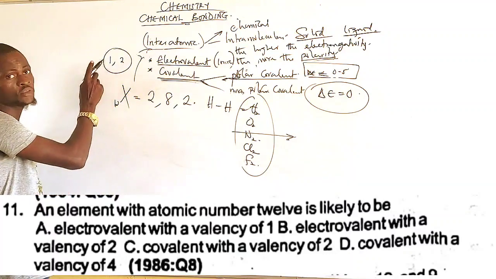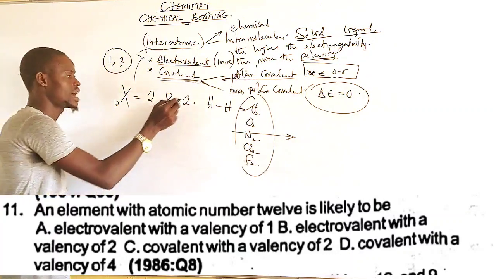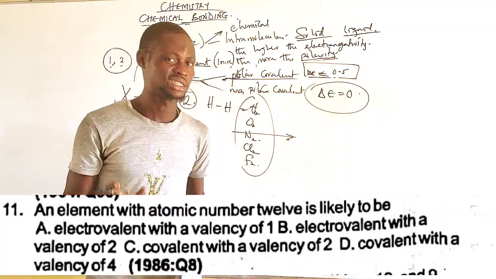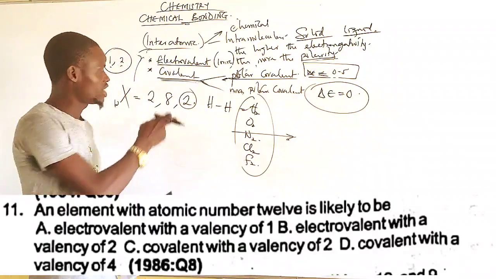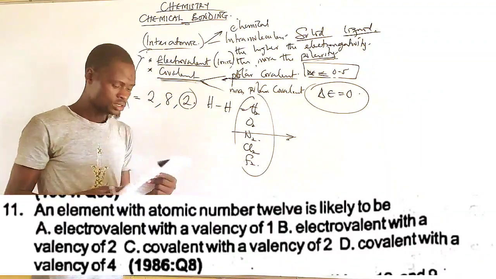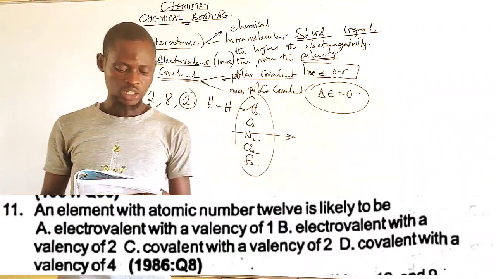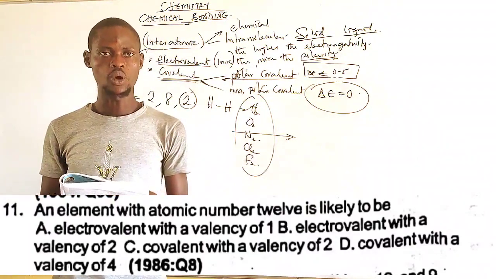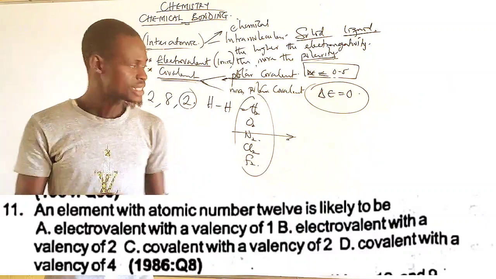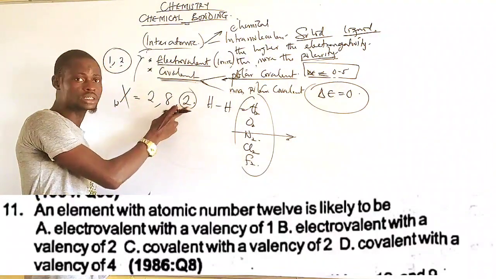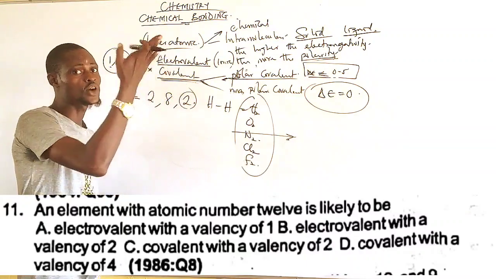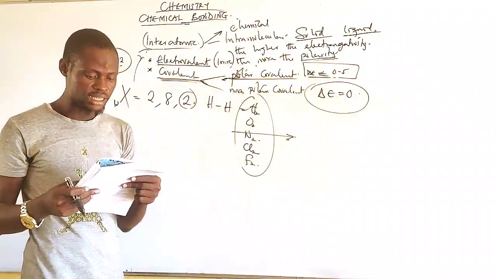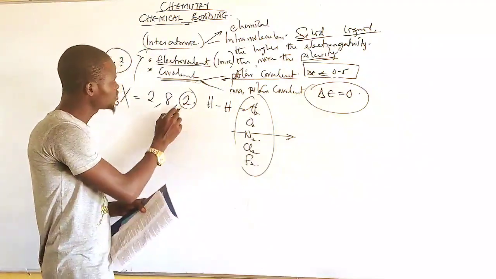Don't forget I said when the valence electron is 1 or 2, then that element will be undergoing electrovalent bonding. Now, this element has a valence electron of 2. So let's pick our option. An element with atomic number 12 is likely to be what? A, electrovalent with a valency of 1? No. It is electrovalent because it has 2 electrons. So it is electrovalent with a valency of 2.